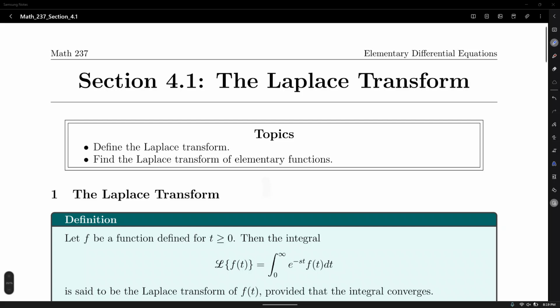Alright, so in this video we covered the introduction to the Laplace transform, where we will define the Laplace transform and find the Laplace transform of elementary functions. Before getting to what the Laplace transform is, let's define in general what an integral transform is.